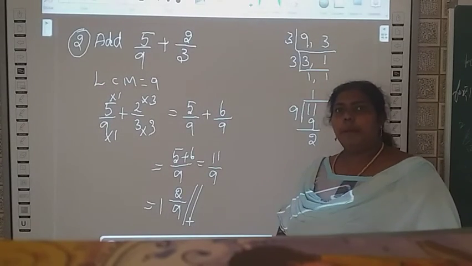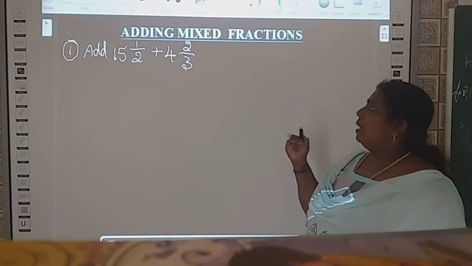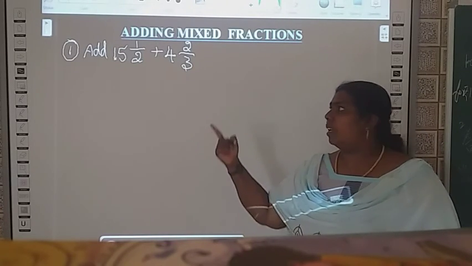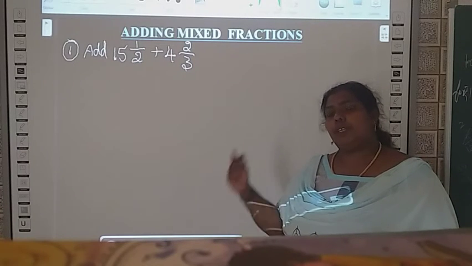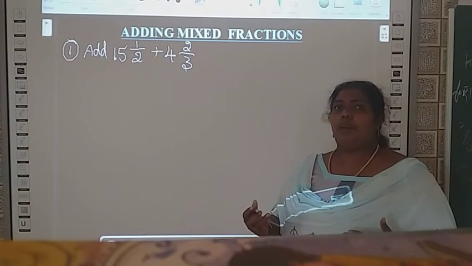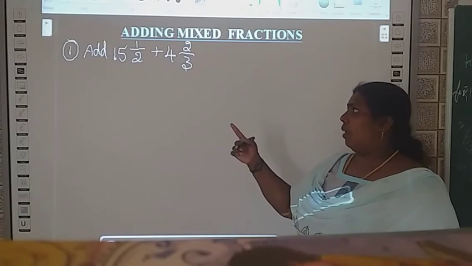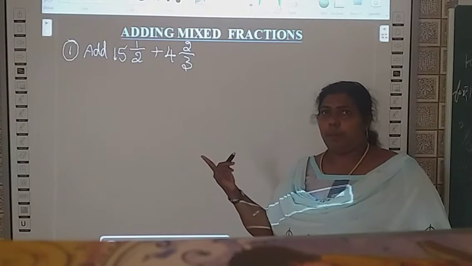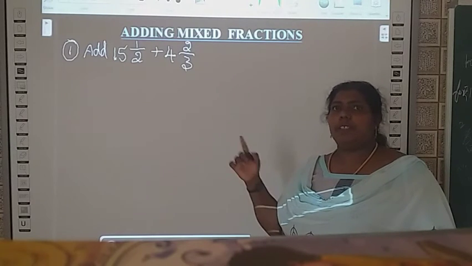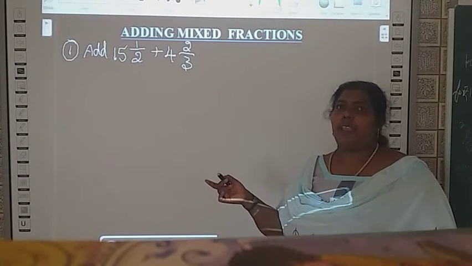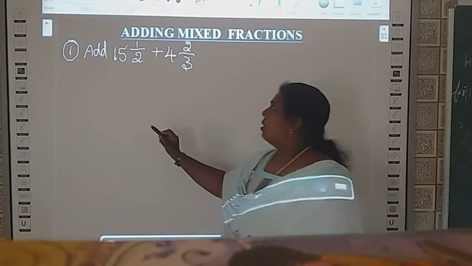Do you understand, children? Okay, adding mixed fractions. Here mixed numbers are there. First what do we have to do? We want to convert them into improper fractions. After the mixed fractions are converted to improper fractions, you have to find the LCM. Then you have to add those fractions. Okay. So we can do it now.